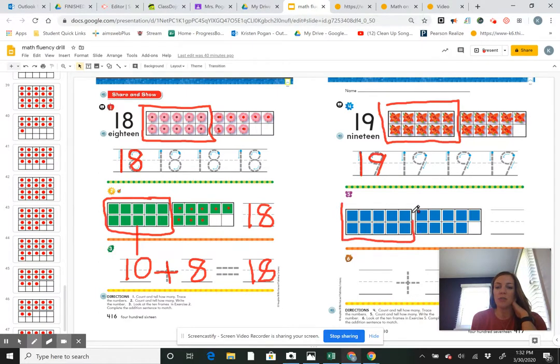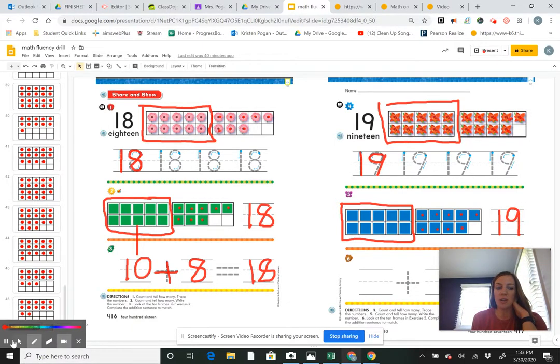I'm counting a full set of 10 is 10, 11, 12, 13, 14, 15, 16, 17, 18, 19. I traced 19 4 times. Now it's time to try it on my own. I make a 1 and a 9.